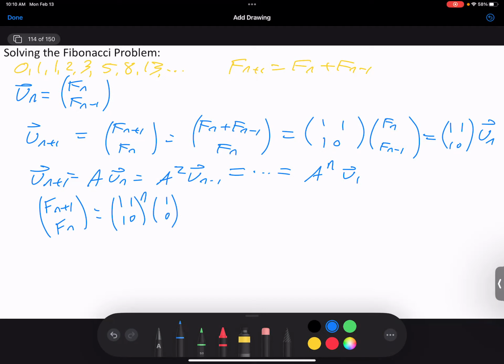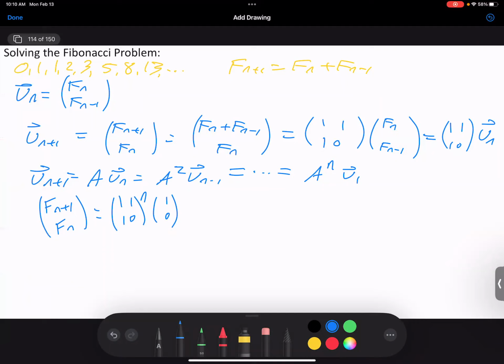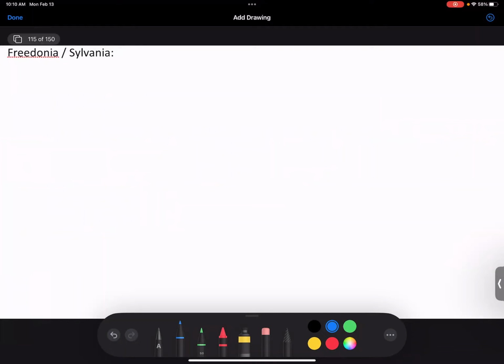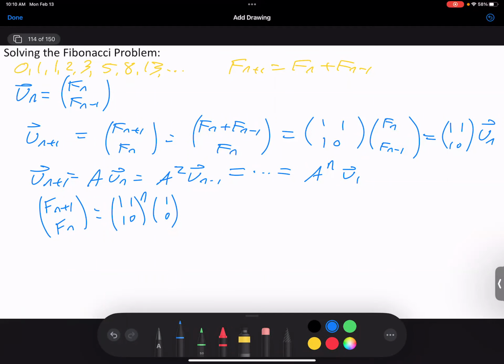So if I can compute a high power of this matrix, or if not a high power of this matrix, if I can compute what this does to the vector 1, 0, I can actually write down the Fibonacci numbers. So I need to find what are the eigenvalues and what are the eigenvectors of this matrix. So I want to solve AV equals lambda V.